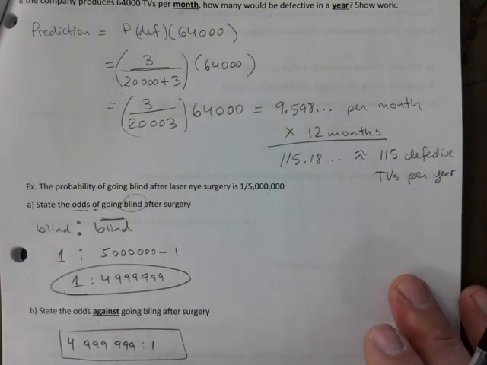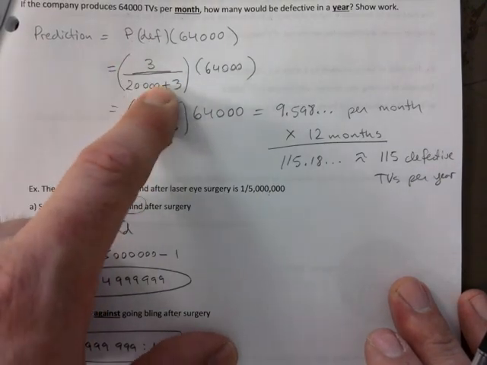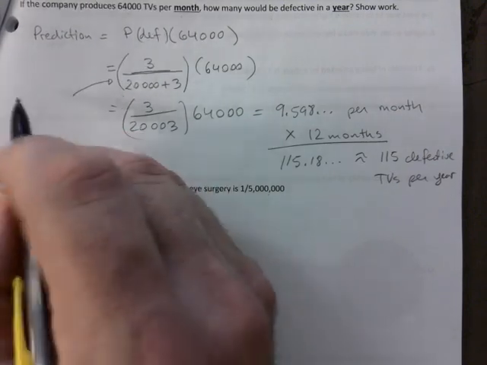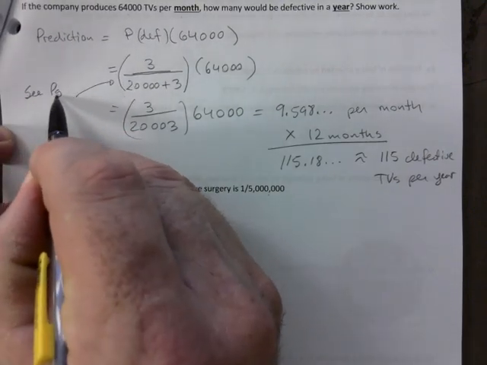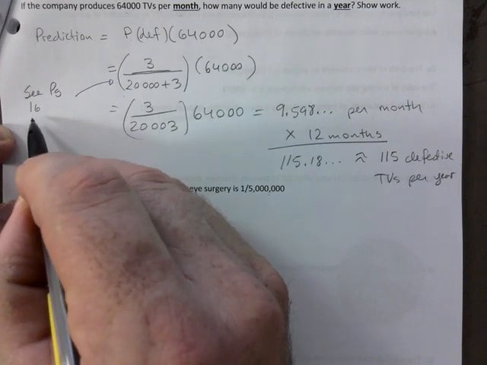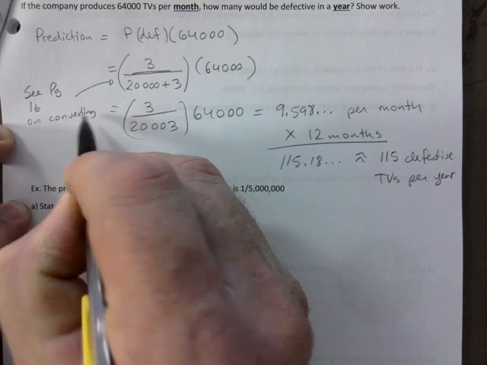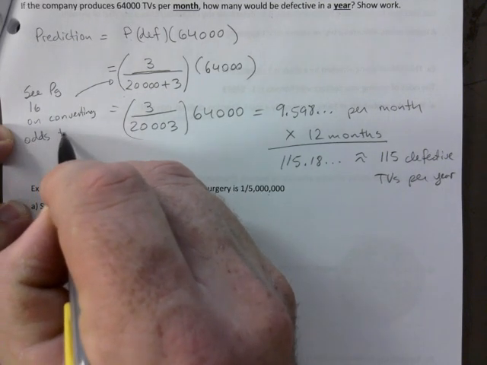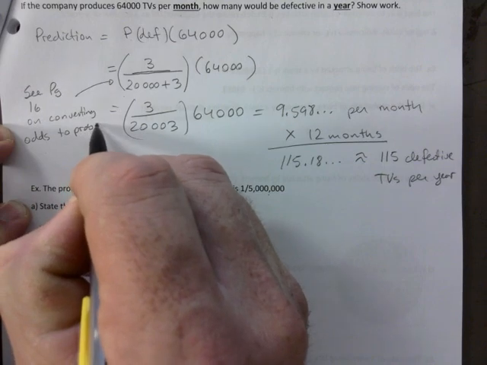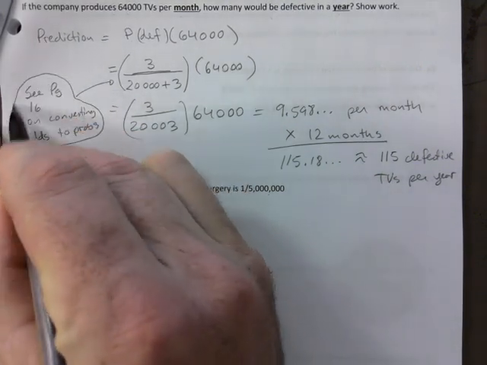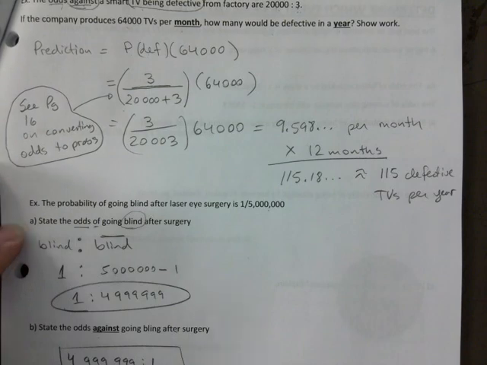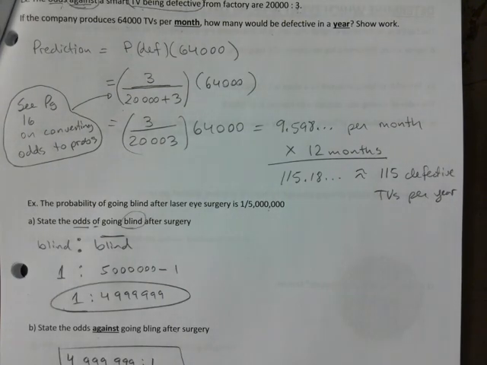Can I just add something to your notes here regarding this? See page 16 on converting odds to probs. Right? See page 16 on converting odds to probability. That way you know what in the world happened here, right? You will know now.